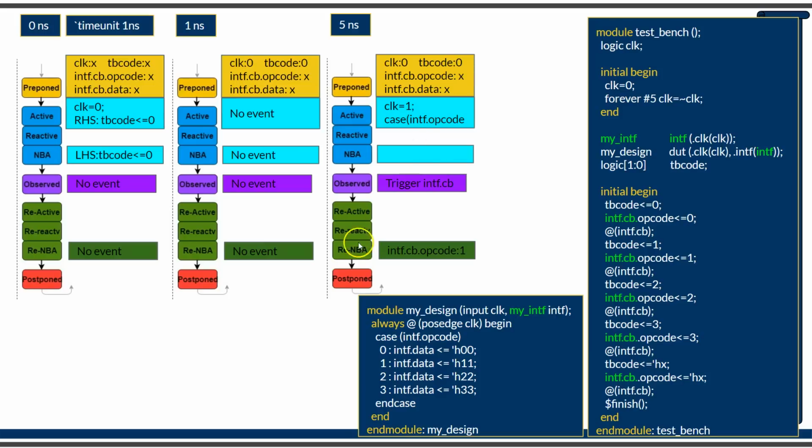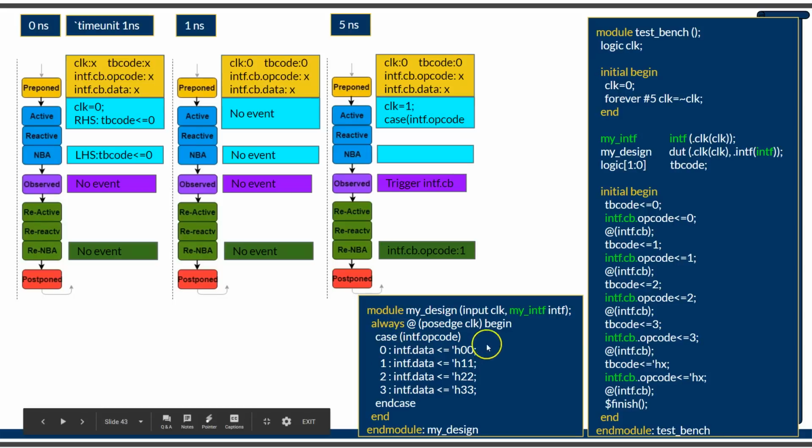It will be updated only in the re-NBA region, because as you know, this interface.opcode value is updated through a clocking block event. So at this point, when this always at positive edge of clock was triggered, the interface.opcode value is again X here, and therefore none of these statements will be executed, and thus interface.data will still be equal to X at this point.